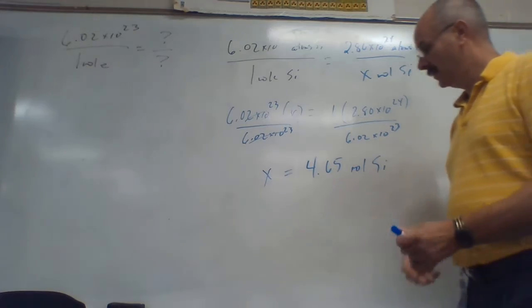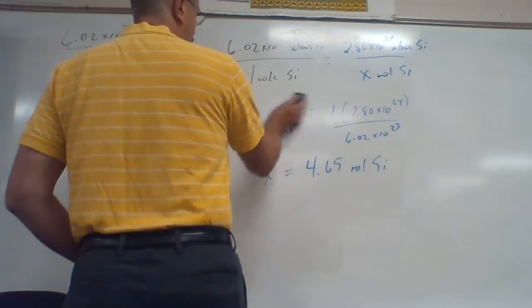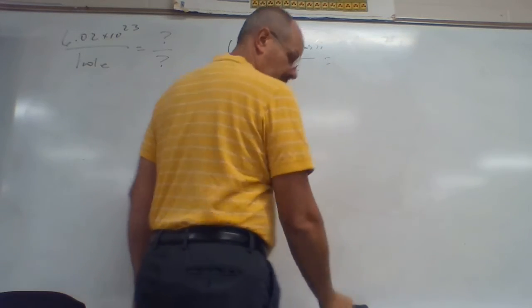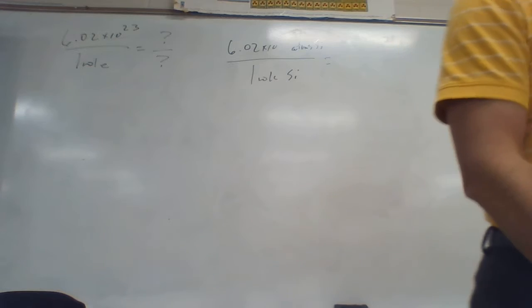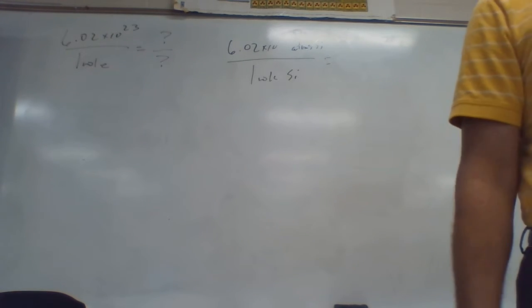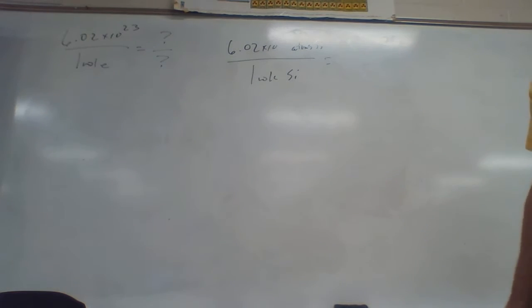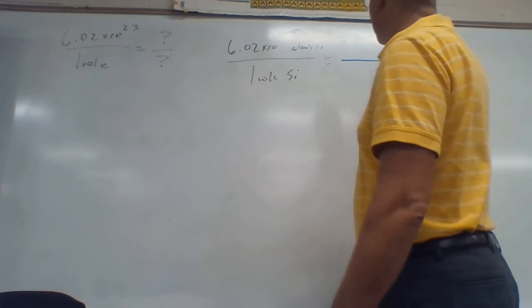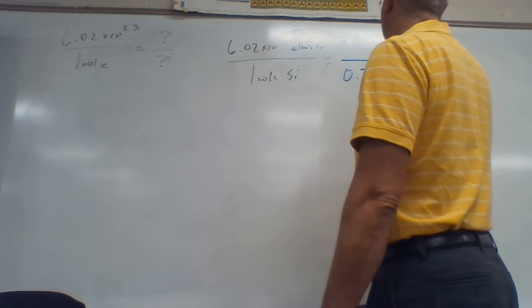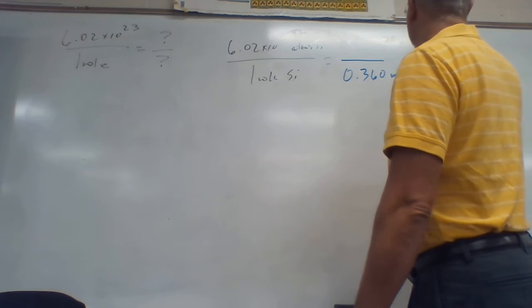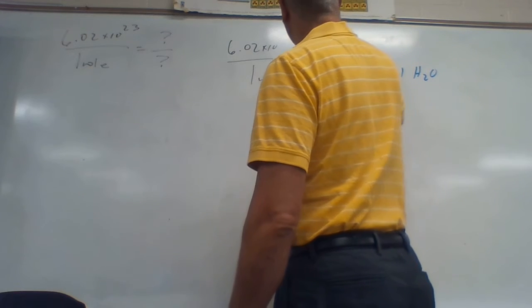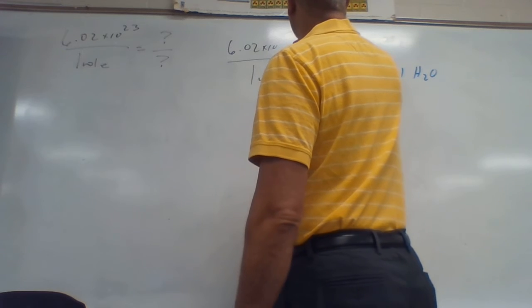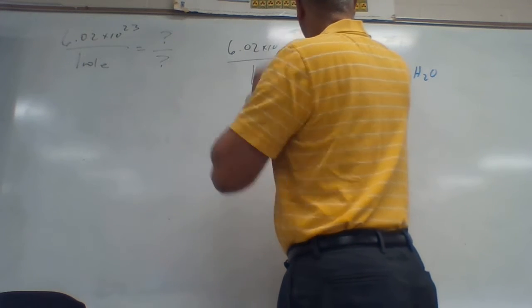All right, let's move on to the second one. It says, how many molecules is 0.360 moles of water? So this time they gave us moles. We're still using this equation. But this time we have 0.360 moles of water. We'll have to change these, because now we're talking about water. And this is molecules of water.